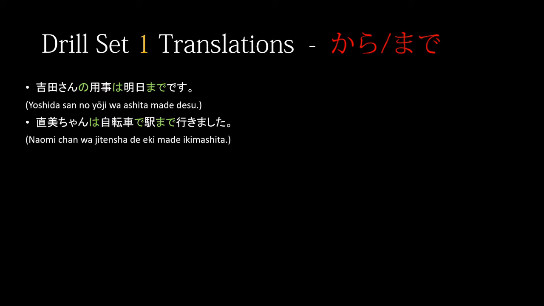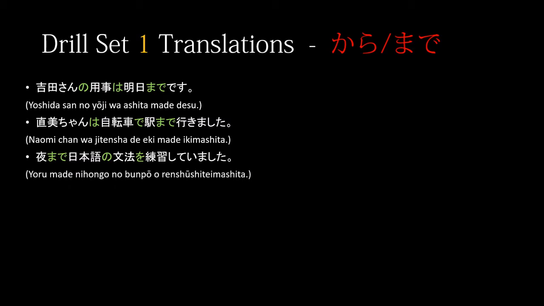Our second sentence. Naomi-chan wa jitensha de eki made ikimashita. Once again, 3 particles. Wa creates the topic out of Naomi-chan. After that, with de we show the instrument of the action she has performed, and made once again shows the boundary to which she went when accomplishing that action, and that is the station.